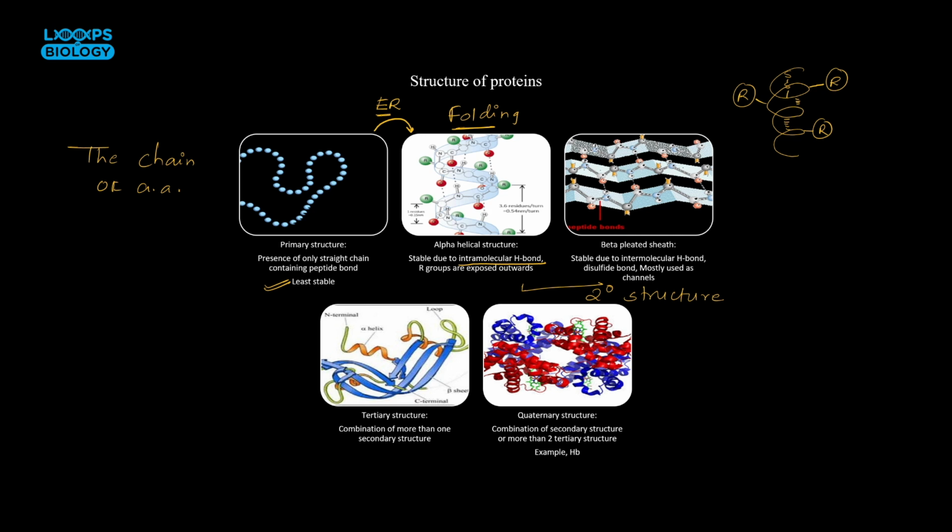If I'm talking about the other secondary structure, the beta pleated sheet, it is basically stacking of primary structures on each other. So in this case, there will be stacking of primary chains on each other to form intermolecular hydrogen bonds. This can be folded and used as channels inside a cell membrane.